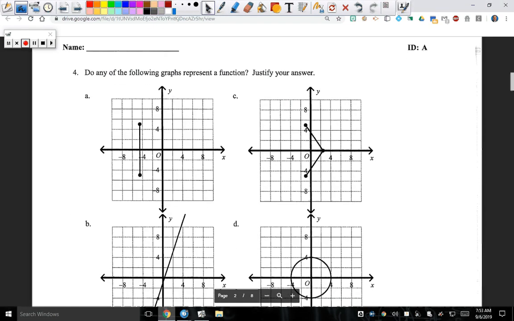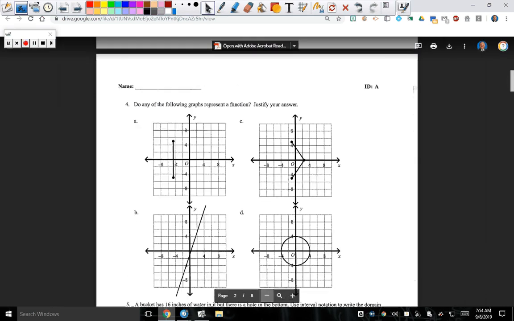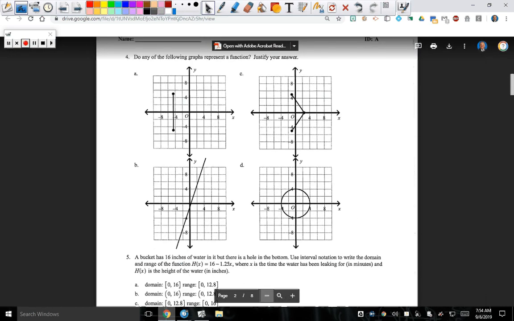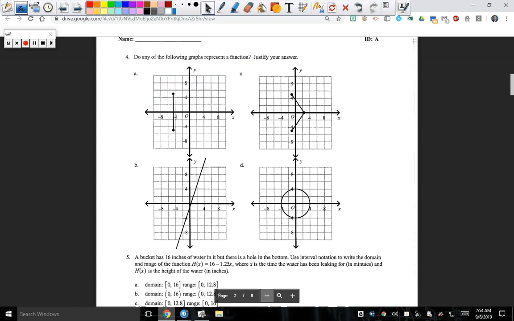Let's go to number 4. So number 4 has 4 graphs, and it's asking, do any of the following represent a function? So we were just checking to see, do any of the following pass the vertical line test? Well, this would definitely fail the vertical line test. This one would fail the vertical line test because it hits 2 points right here and here, right there at that vertical line. And this one too would fail the vertical line test.